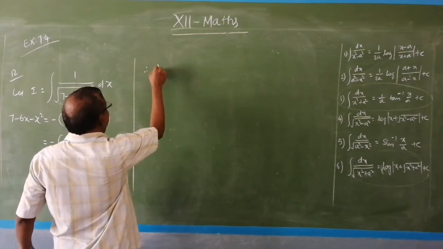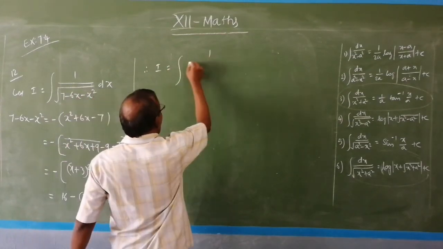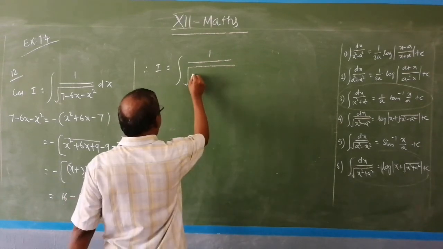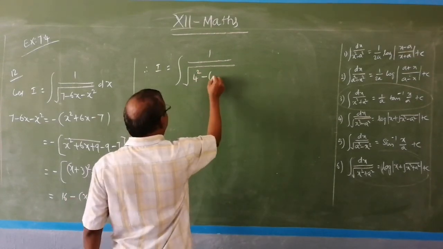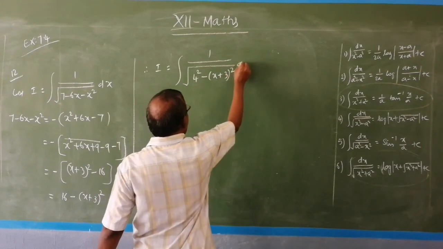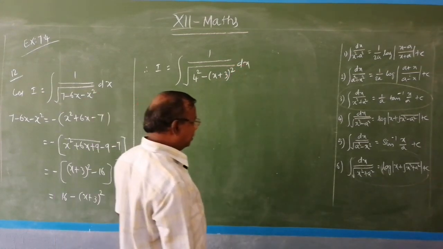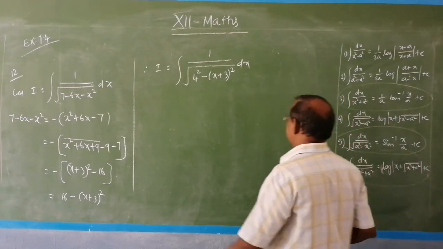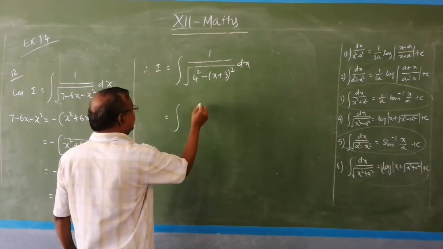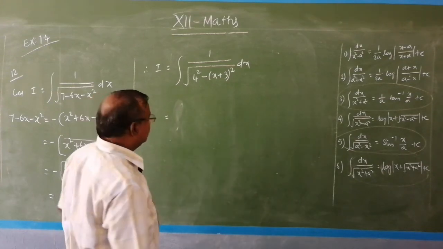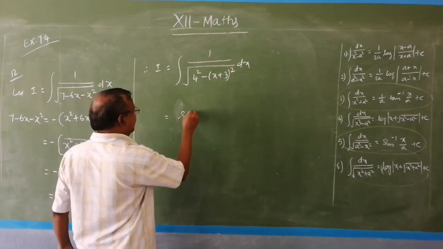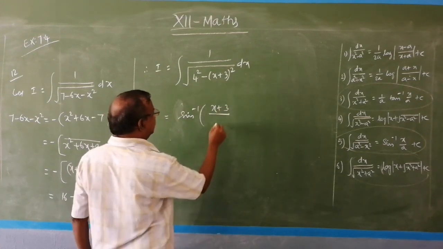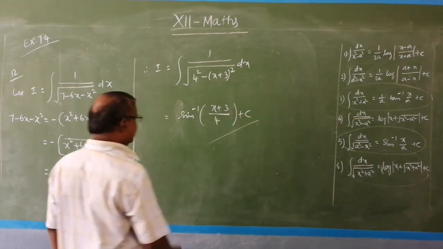Therefore, I equal to integral 1 by root of, so instead of this we can write this, so 16 means 4 square minus of x plus 3 the whole square into dx. We have the formula integral a square minus x square. So consider the fifth formula and apply this, that is equal to sin inverse of x by a. This is sin inverse of x means x plus 3 divided by a means 4 plus c. So this is the answer.